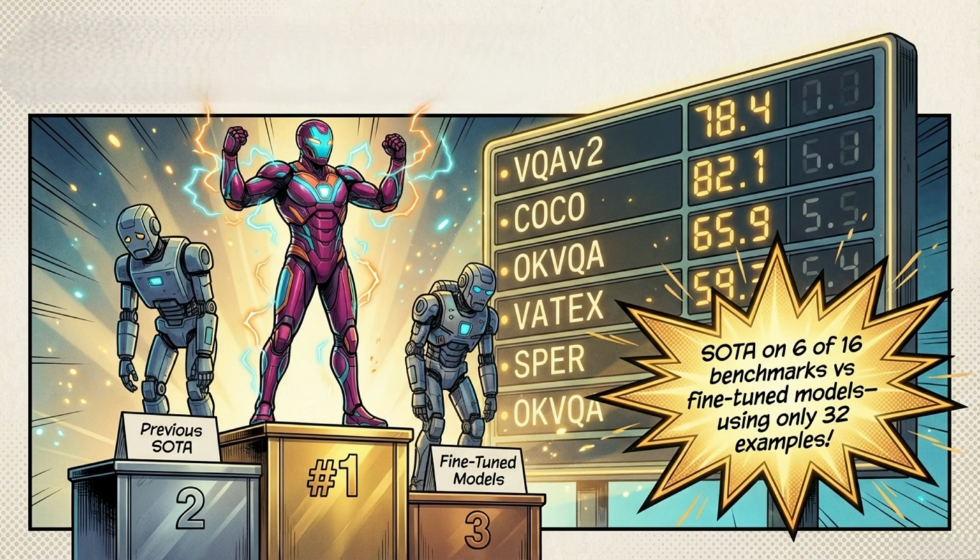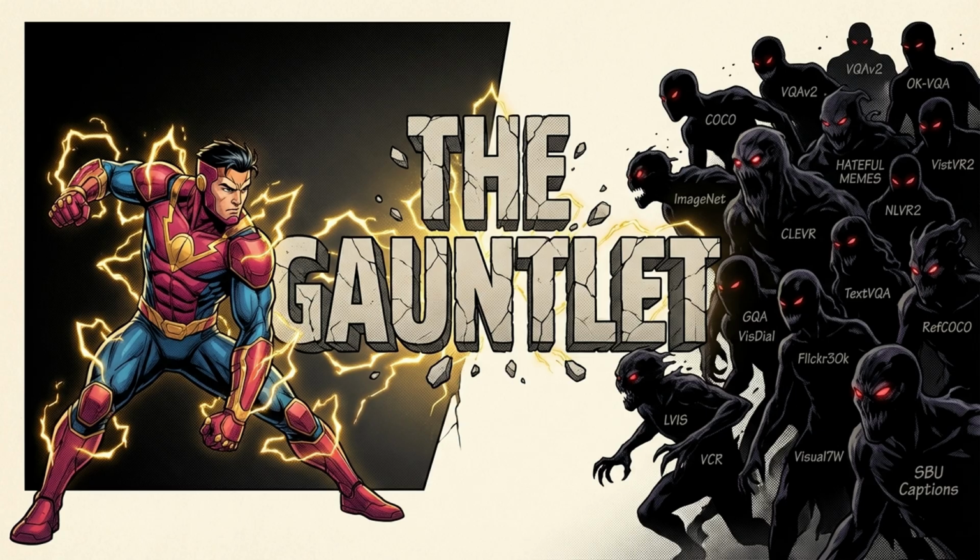On COCO captioning, Flamingo 9 billion reached 79.4 CIDEr score with 0 shots and 93.1 with 4 shots. On VQAv2, it achieved 51.8% accuracy with 0 shots and 56.3 with 4 shots. On OKVQA, which requires external knowledge, Flamingo scored 44.7% with 0 shots and 49.3 with 4 shots. These numbers might not sound huge, but remember, the model receives no task-specific training. It learns purely from in-context examples.